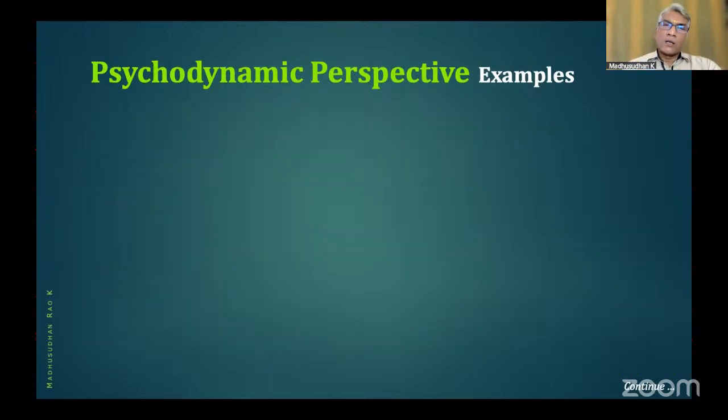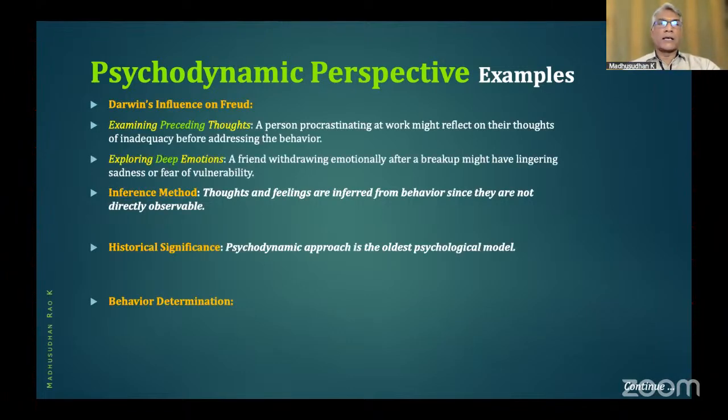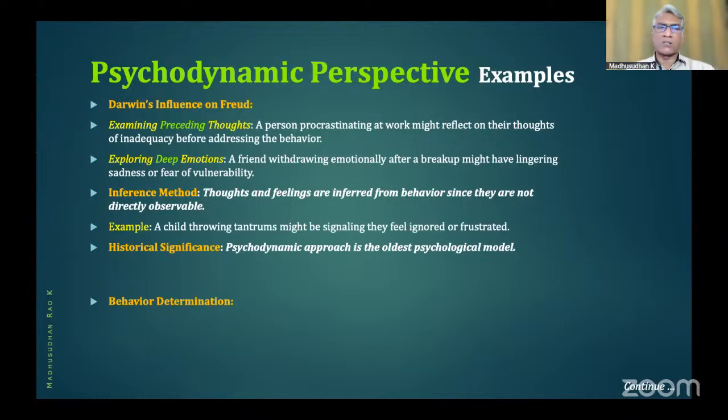Now, a few more examples. Darwin's influence on Freud. Examining preceding thoughts: in this second slide, you would have heard this, so I'm reiterating all these things with in-depth explanation. A person procrastinating at work might reflect on their thoughts of inadequacy before addressing the behavior. So instead of working, he always thinks, I'll complete that work sometime later, always thinking but never completing anything.